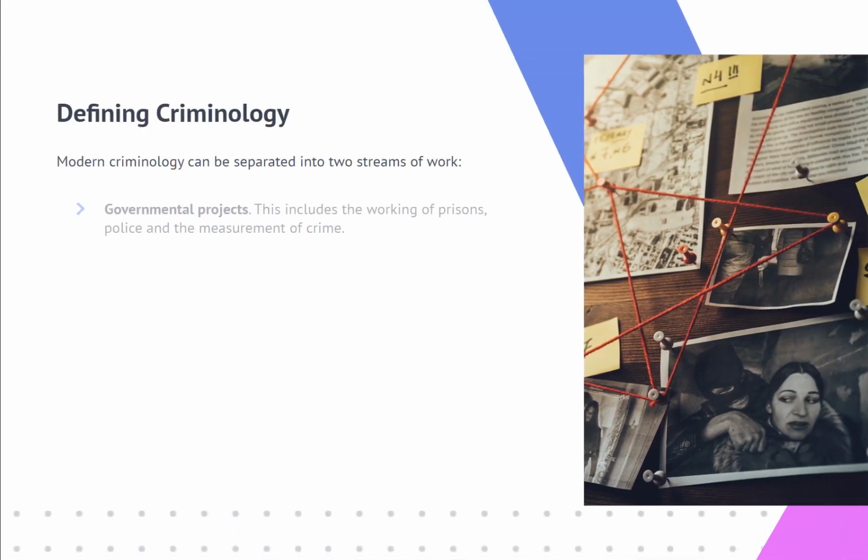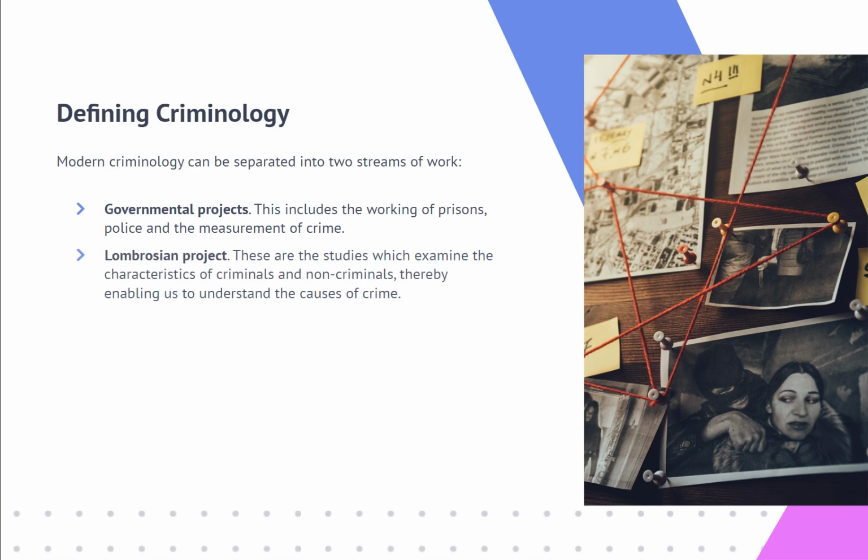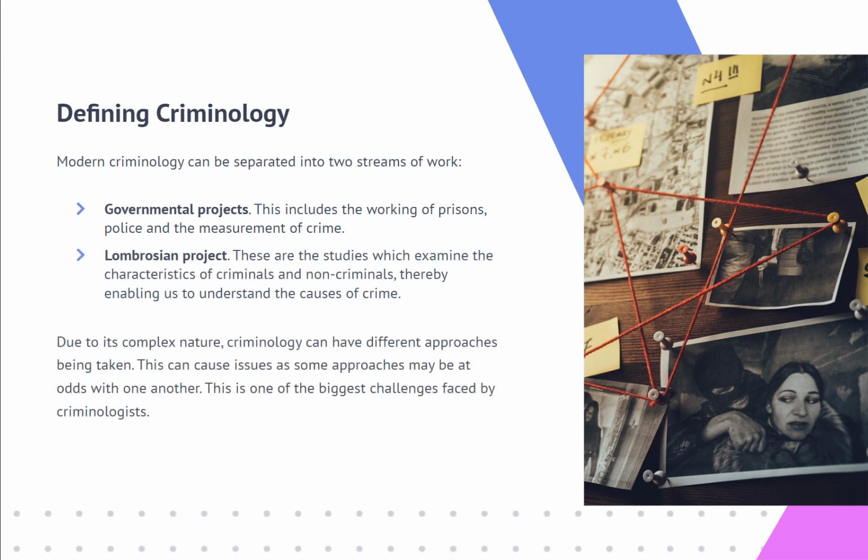Modern criminology can be separated into two streams of work. Governmental projects. This includes the working of prisons, police and the measurement of crime. Linkage project. These are the studies which examine the characteristics of criminals and non-criminals, thereby enabling us to understand the causes of crime. Due to its complex nature, criminology can have different approaches being taken. This can cause issues as some approaches may be at odds with one another. This is one of the biggest challenges faced by criminologists.